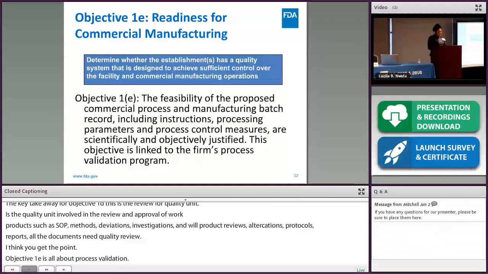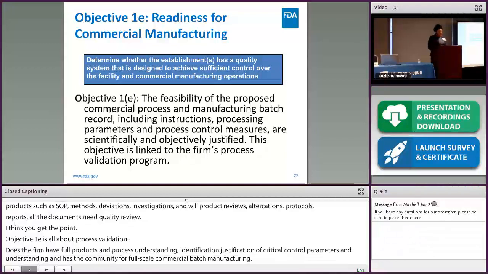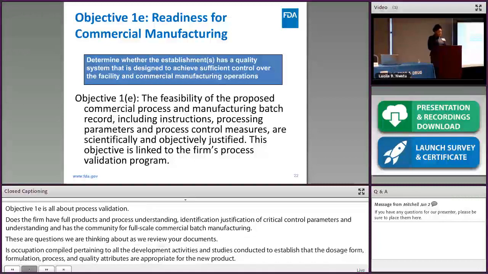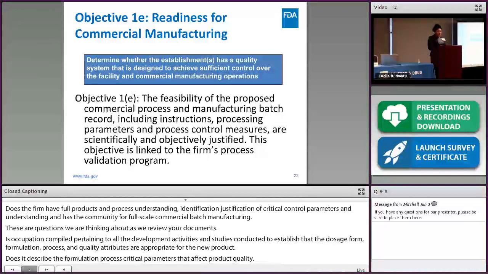Is documentation compiled pertaining to all the development activities and studies conducted to establish that the dosage form, formulation, process, and quality attributes are appropriate for the new product? Does it describe the formulation and process critical parameters that affect product quality? Does the development report adequately serve as the basis for justification of the process to support the filing?